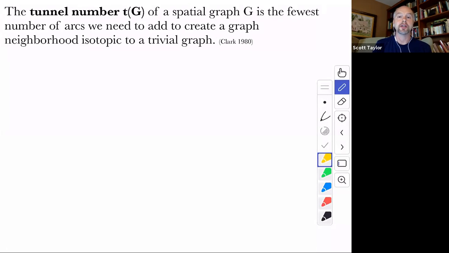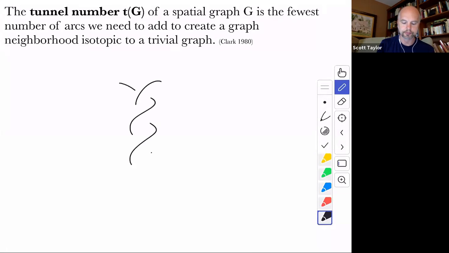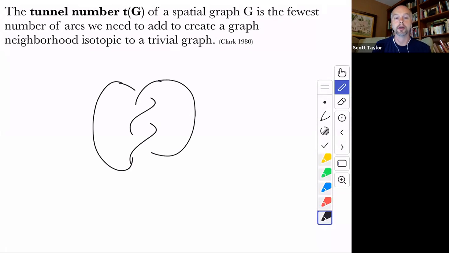Well, this actually suggests the possibility of constructing an invariant of knots, and actually I'll go ahead and extend it to spatial graphs. The way that works is, when we have our knot, we can ask what's the fewest number of arcs I need to add onto it to create a spatial graph neighborhood equivalent to a trivial graph. In other words, a graph that lives in a plane or in a two-sphere inside three-dimensional space.